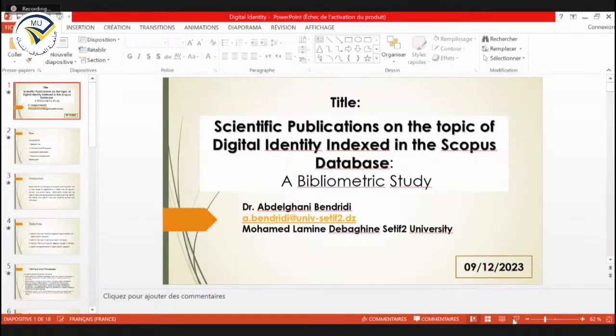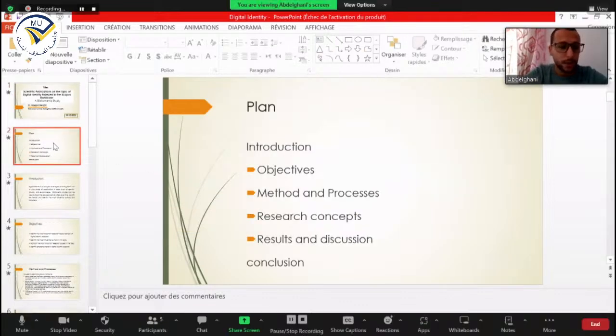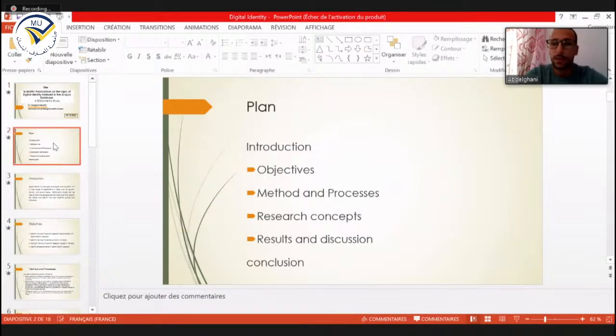The presentation mine is about scientific publications on the topic of digital identity indexed in the Scopus database through a bibliometric study. I divided my presentation into four parts: objective, method, and processes, research concepts, and finally results and discussion.